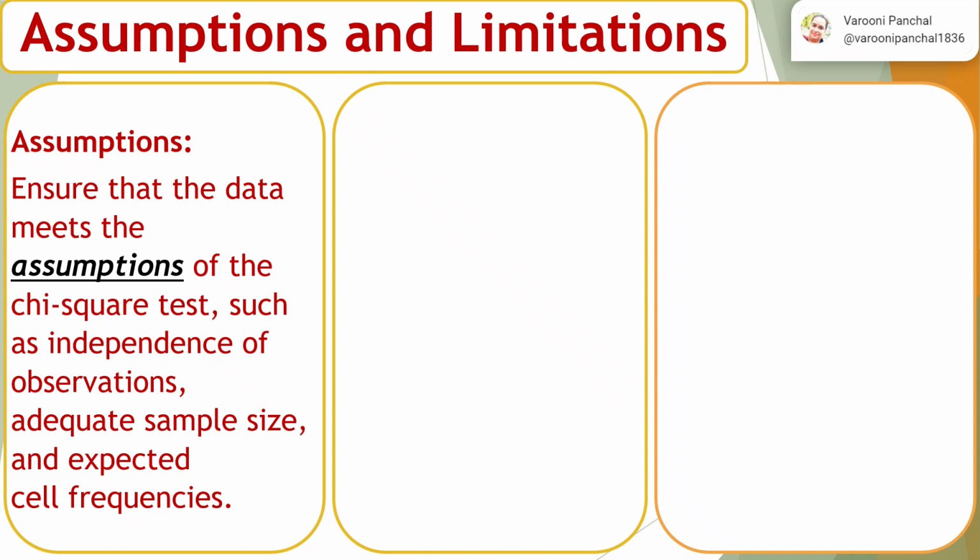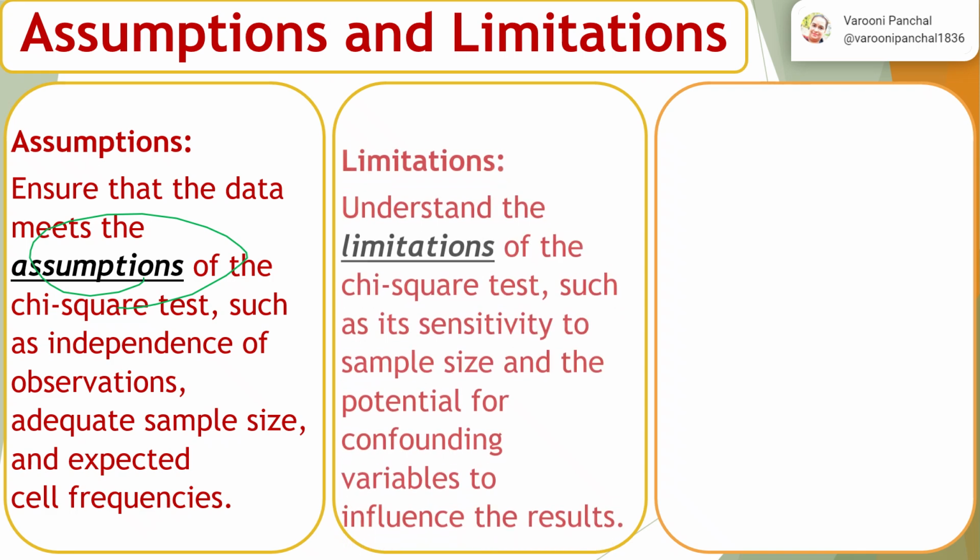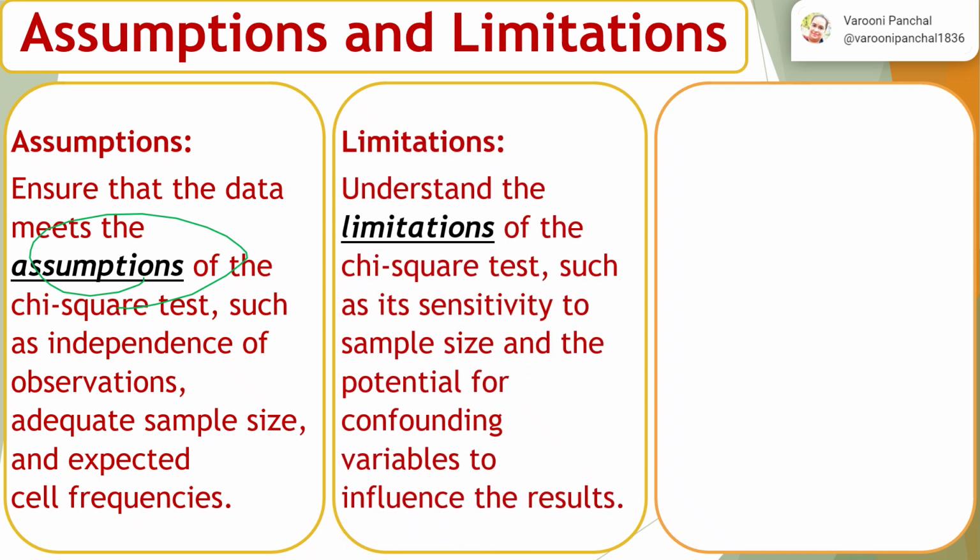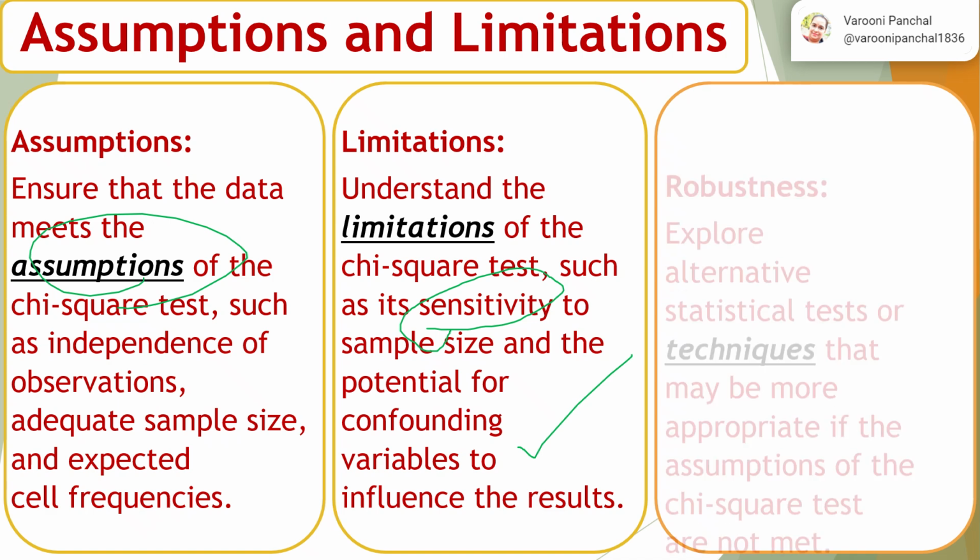So you need to understand the assumptions of the chi-square test. Limitations such as sensitivity to sample size or potential confounding variables can influence the result. So you need to understand whether the data is sensitive, whether we should apply the test or not. First you need to understand the data pattern, the data variability, and then the sensitivity to sample size.